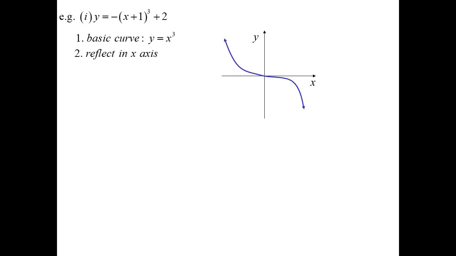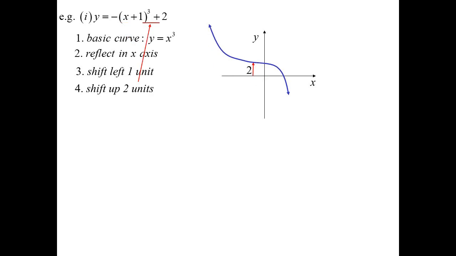All right, so now we're going to draw this. Minus x plus 1 cubed plus 2. Well, the basic curve is y equals x cubed. What have we done to it? Well, the first thing, I'm going to reflect in the x-axis, right? Because it's minus x plus 1. It's not grouped with the x, it's grouped with the y. So let's do that. Now, we've shifted the curve left 1 unit. So I'll slide that over. Then we've shifted it up 2 units. And there's our picture. So the origin has moved to the point minus 1, 2.